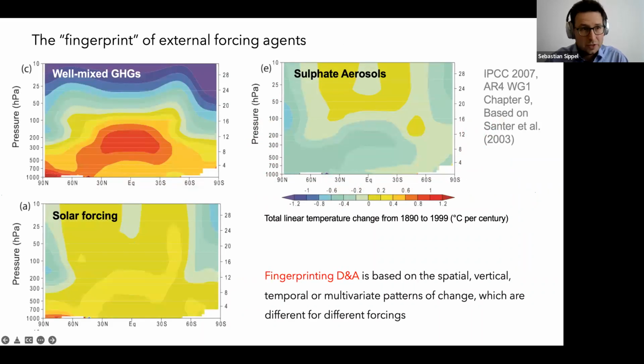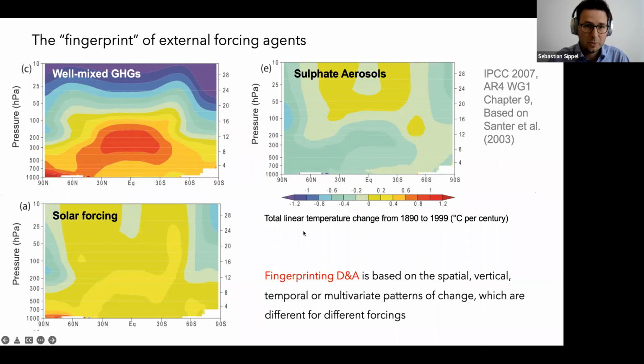Now, how does this fingerprinting work? I just wanted to show, and this is based on an older IPCC report, because these fingerprints are still being used widely, but apparently are not shown in the more recent IPCC reports. The idea of these fingerprints is really to look at the spatial or the vertical structure of signals. And this is just an illustration of how the structure looks.